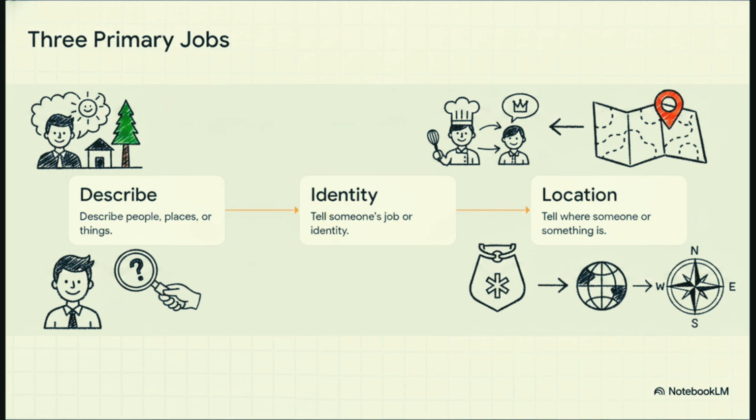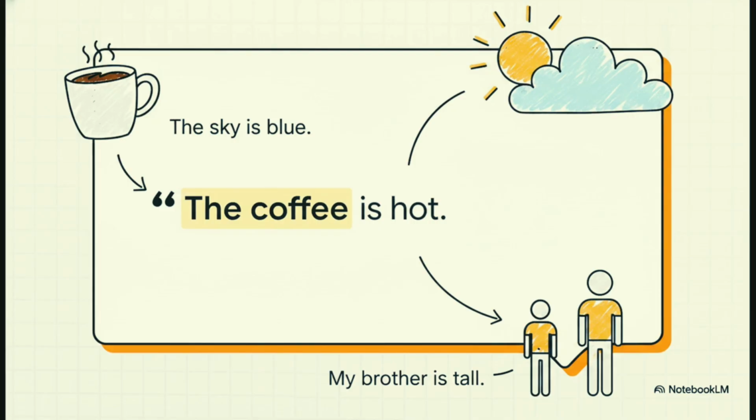Let's break these down one by one. So for that first use, describing things, the be verb acts exactly like an equal sign in math. Take a look at this. The coffee is hot. The word is just connects the coffee to its description. We do this all of the time. The sky is blue. My brother is tall. Coffee equals hot. Simple, right?